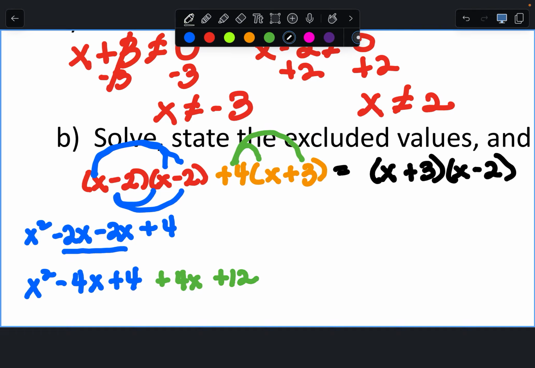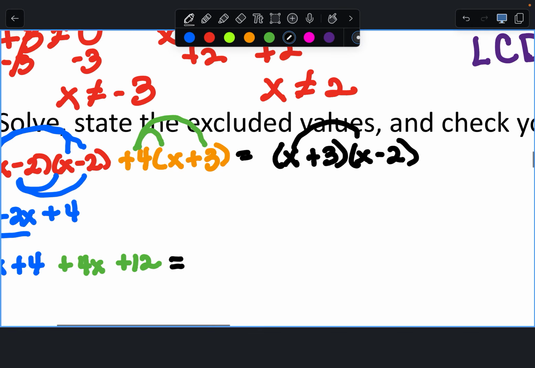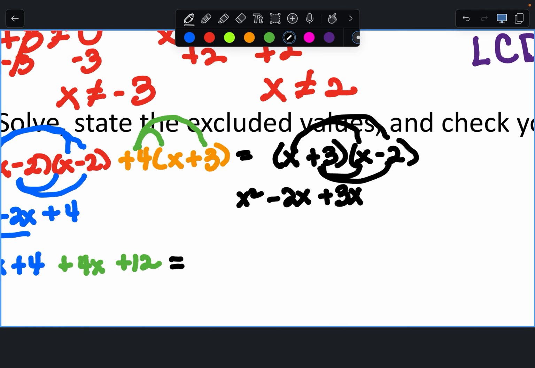Then I have my equal. FOIL time again. X times x is x squared. X times a negative 2 is a negative 2x. 3 times x is 3x. And 3 times a negative 2 is a negative 6. I'm going to combine my middle and get x squared. And then negative 2x plus 3x is a positive 1x minus 6.